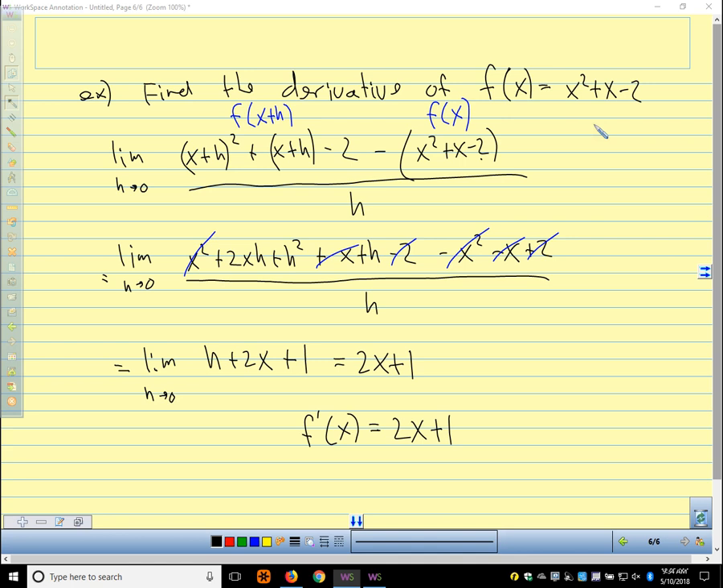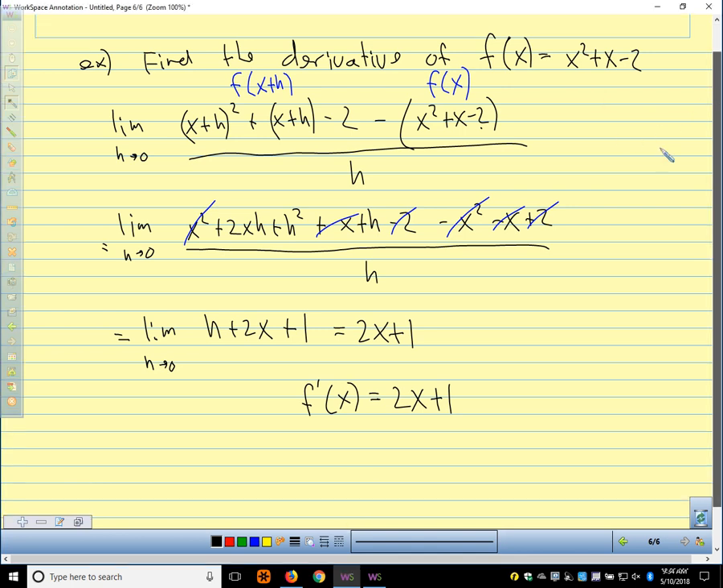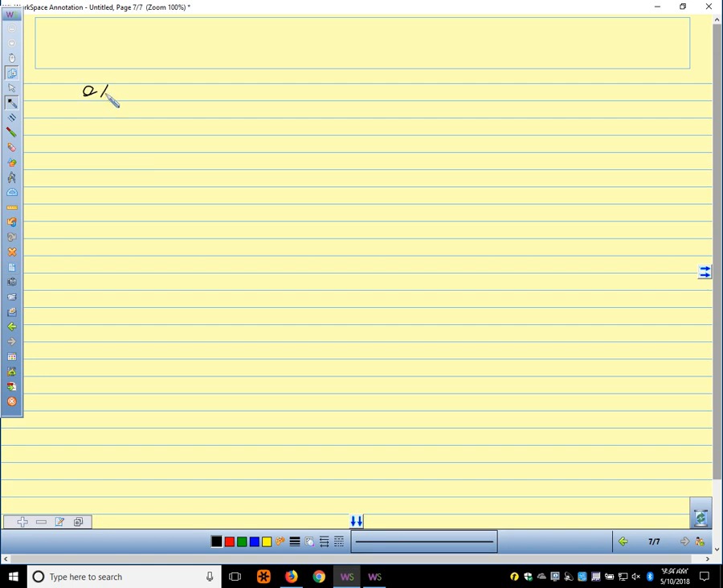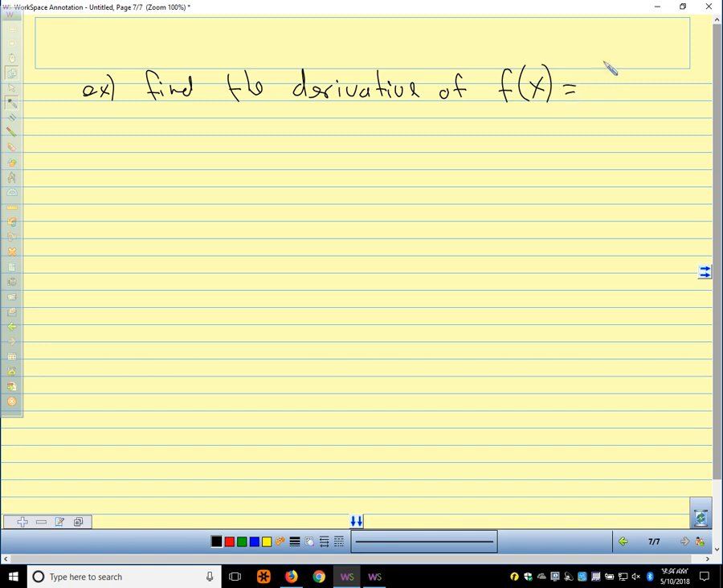Questions? Okay, let's look at one more interesting function. Not quite as long as this one. Find the derivative of f of x equals 1 over x.